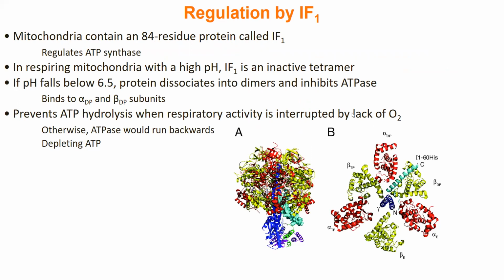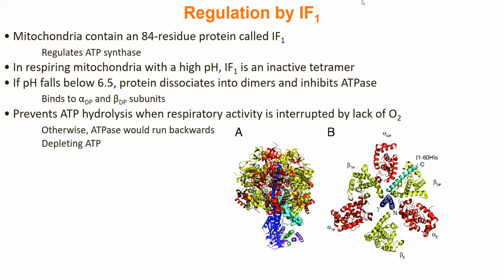All right. So now let's move on to regulation. And we're going to talk about the regulatory protein IF1. IF1 is a small protein, only 84 residues, but it is the molecule that regulates ATP synthase. And if everything's working normally, and you have a high pH in the mitochondria, IF1 is an inactive tetramer. However, if your pH drops to below 6.5, then the protein will go from a tetramer.